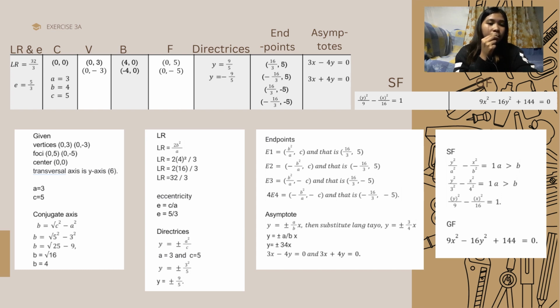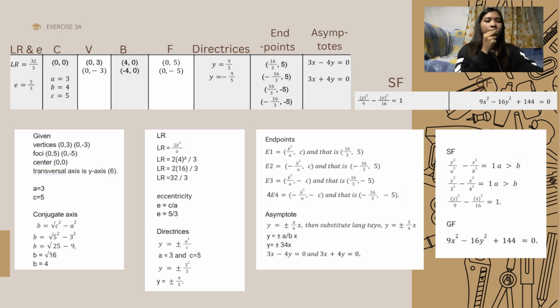So, 5 squared is 25 and 3 squared is equals to 9. So, 25 minus 9, that is 16. So, square root ng 16, alam naman natin na that is equals to 4. So, therefore, ang value ng B natin is 4. And we can come up to an answer na ang conjugate axis natin, or yung letter B natin, is at 4 or points 4 and 0 and negative 4 and 0.